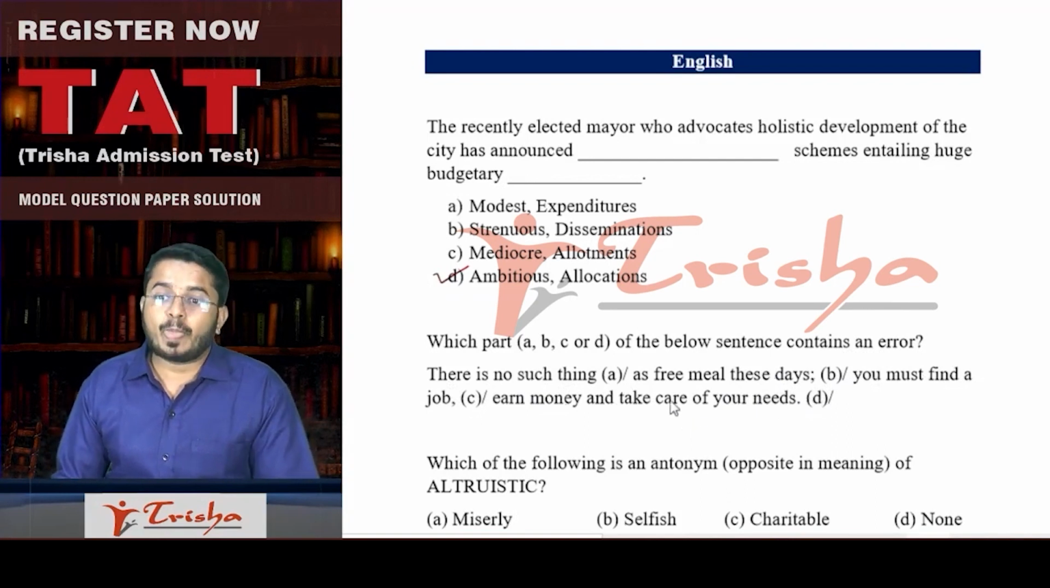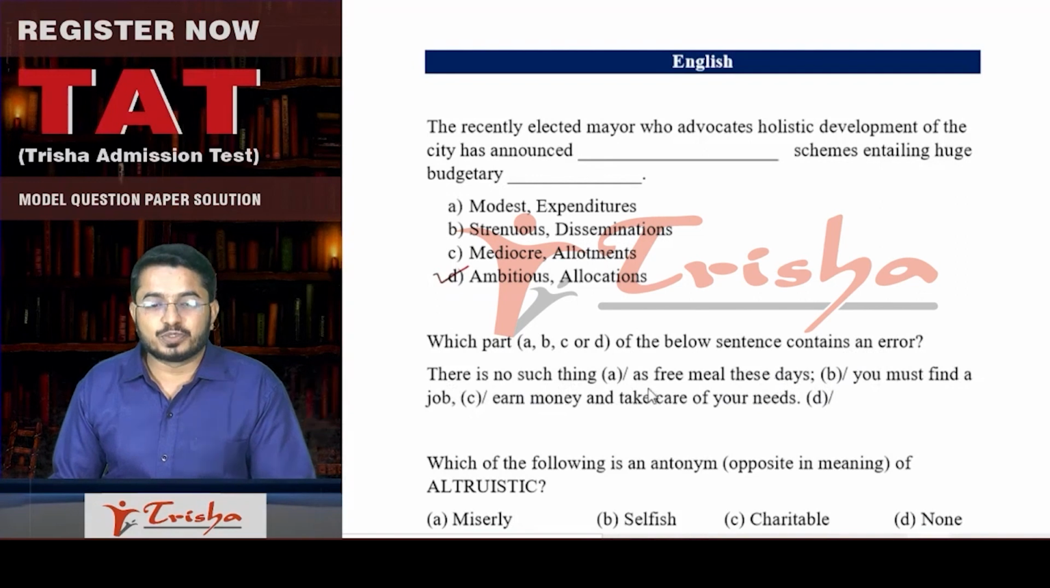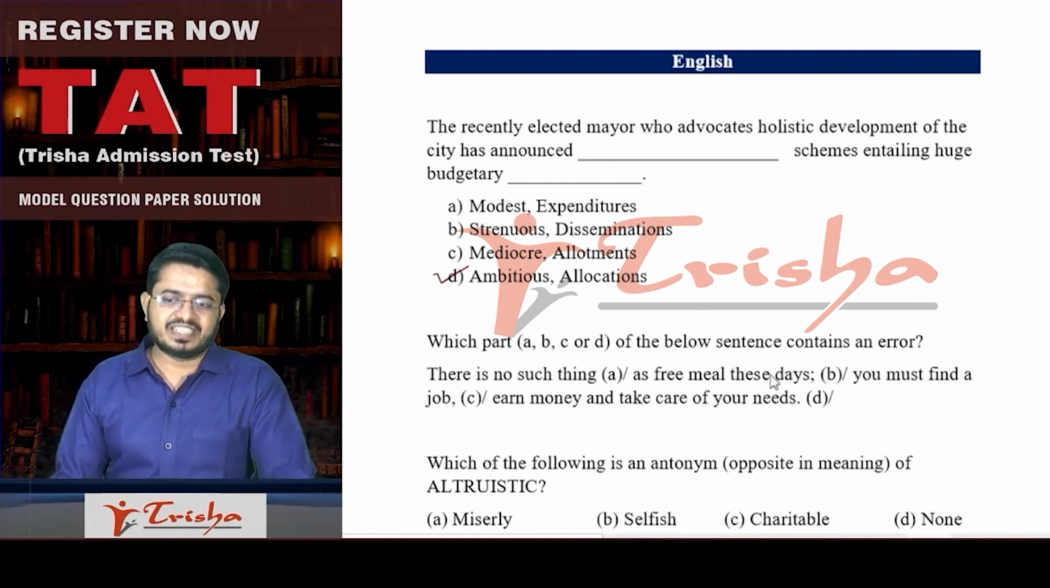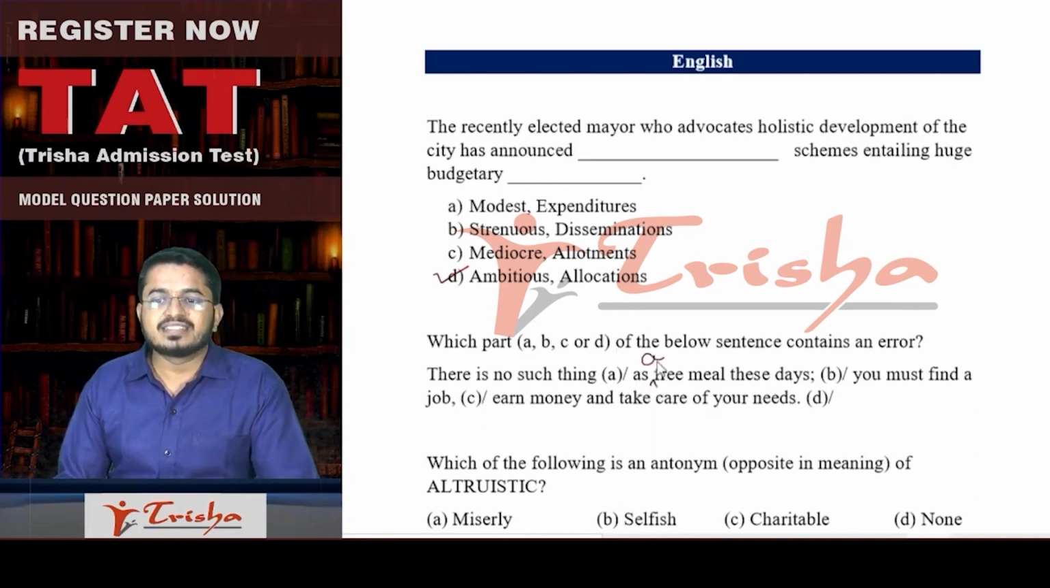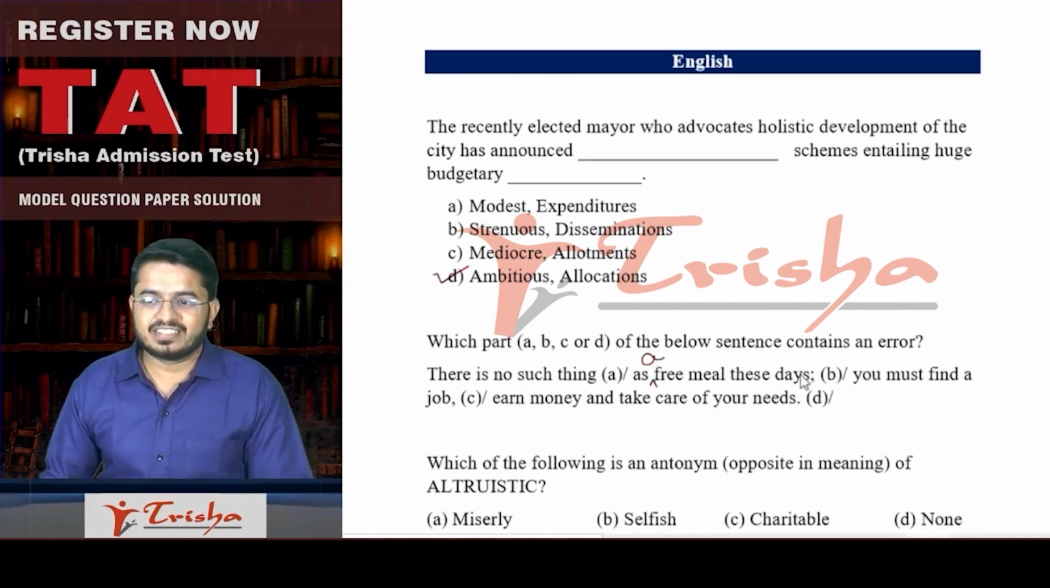There's no mistake there. Here, the sentence should be: as a free meal these days. What is missing here? The alphabet A, right? The vowel is missing. As a free meal these days. So which is that sentence which contains an error? Option B contains an error.